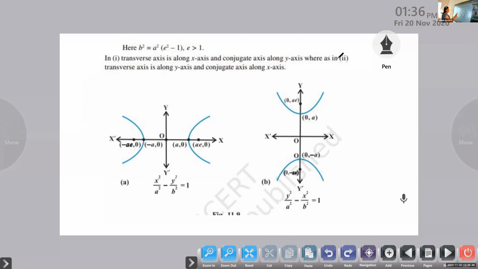Now listen children, this is the format given here. In the first case, that is in the first diagram, x square by a square minus y square by b square, the transverse axis is along the x-axis and the conjugate axis is along the y-axis. In the second case, the transverse axis is the y-axis and the conjugate is the x-axis.